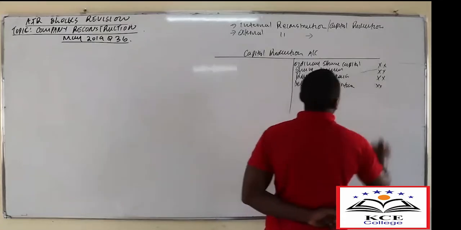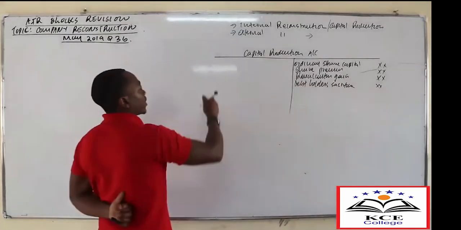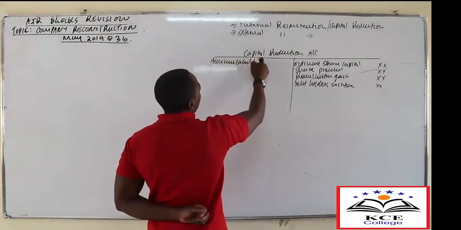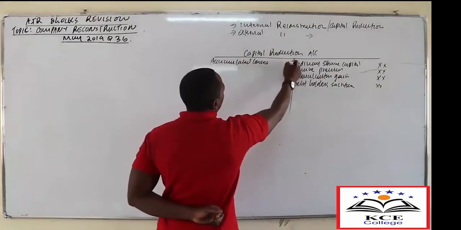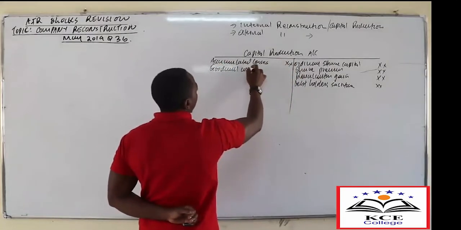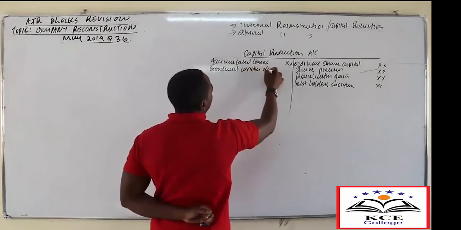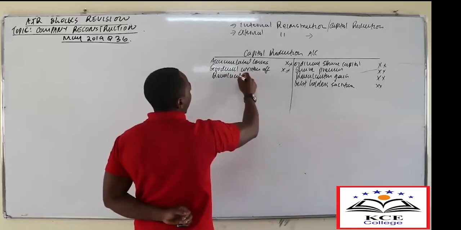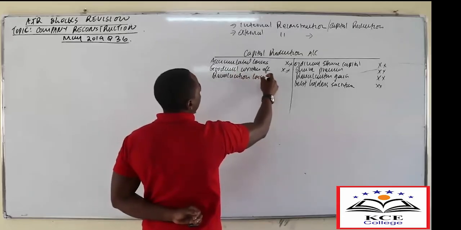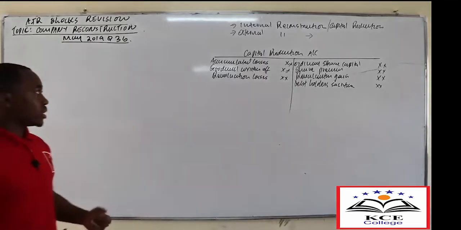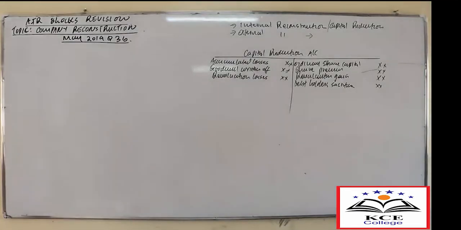On the debit side, you debit accumulated losses, also goodwill written off, also revaluation losses. So that's how you prepare the capital reduction account. Now let's do this question, May 2019, question 3B.